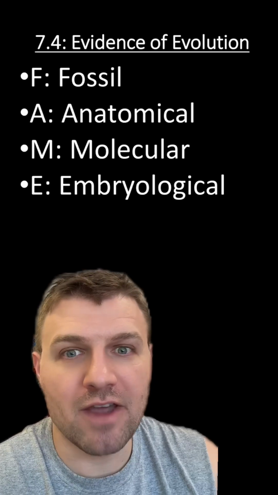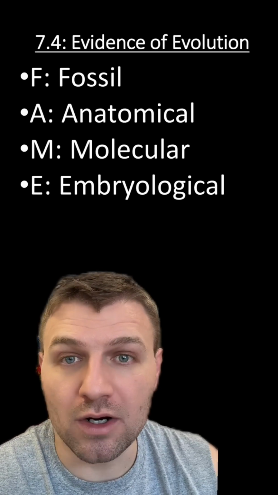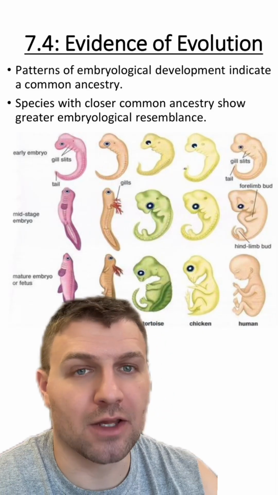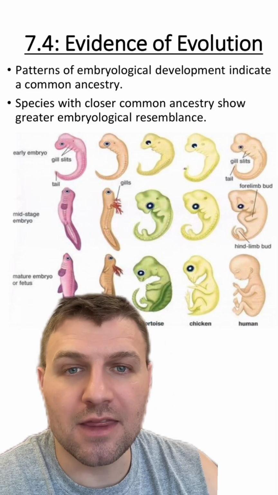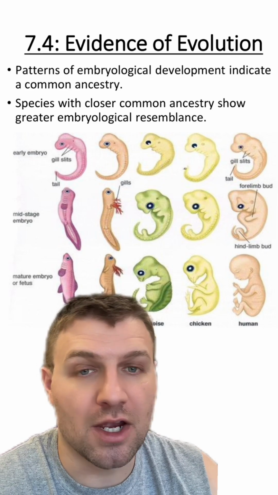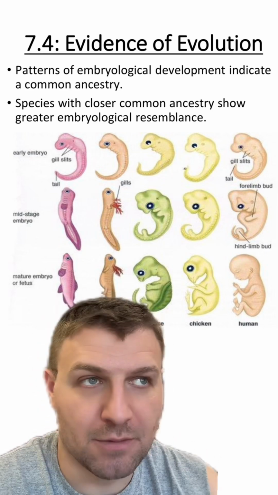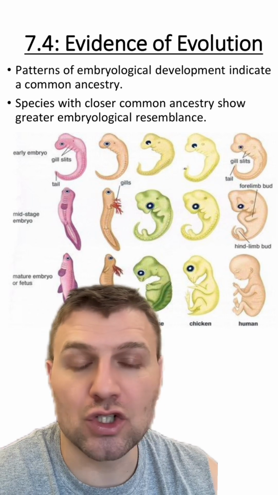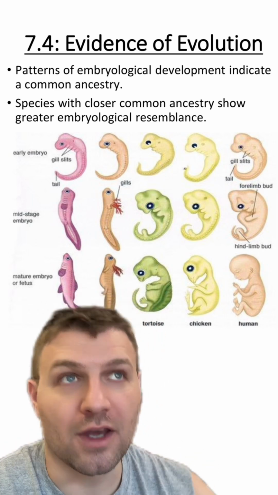Our last field of evidence is embryological, which is a shorter part, but I still like to go over it. If we look at the patterns of embryological development, we can see the common ancestry that we share with all vertebrates. The similarities we see early on in the embryological development, again, show us our common ancestry with other species.